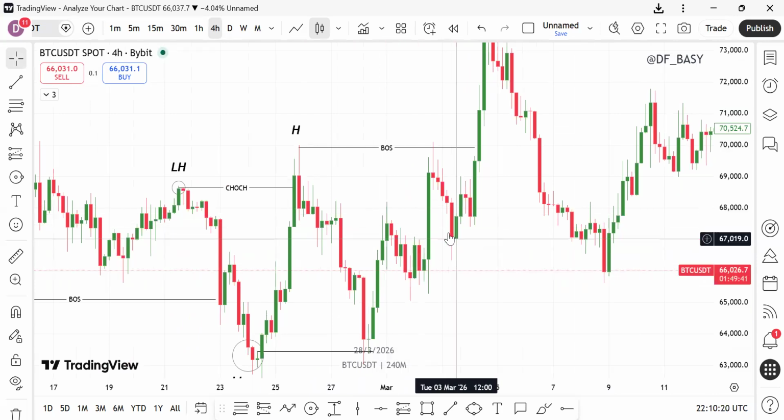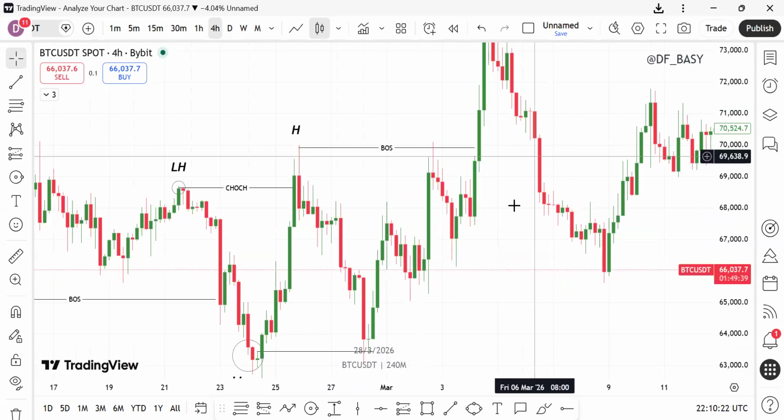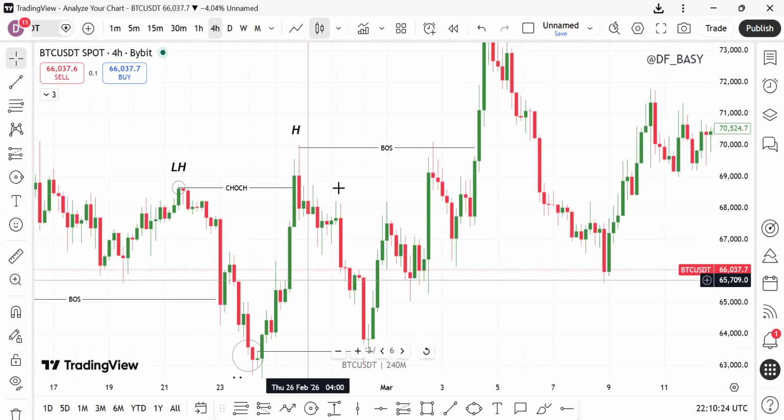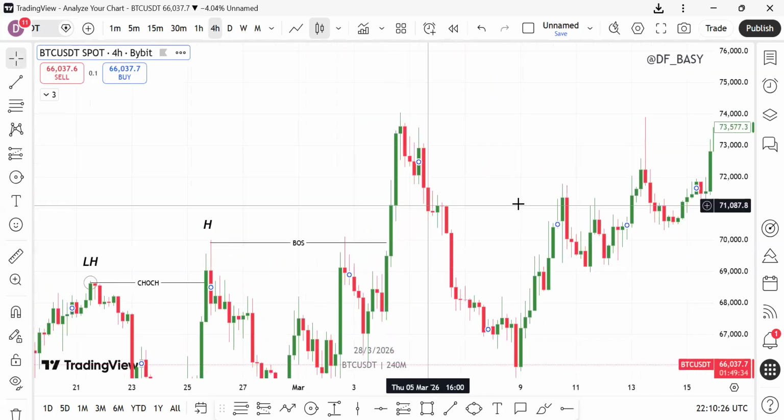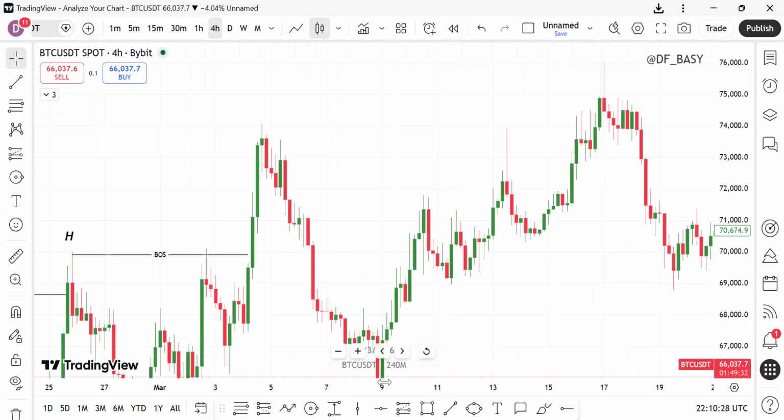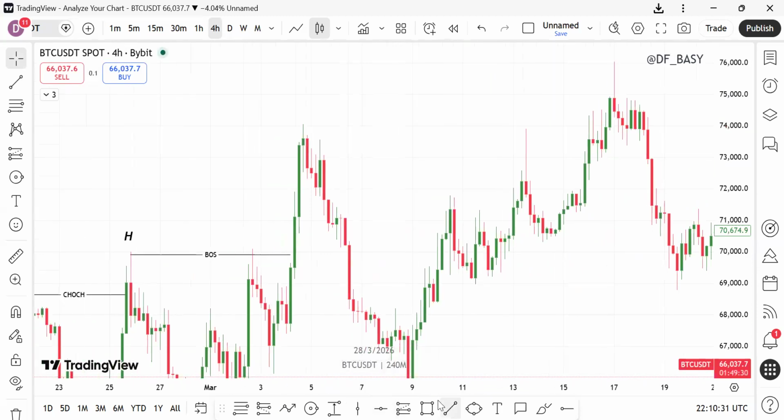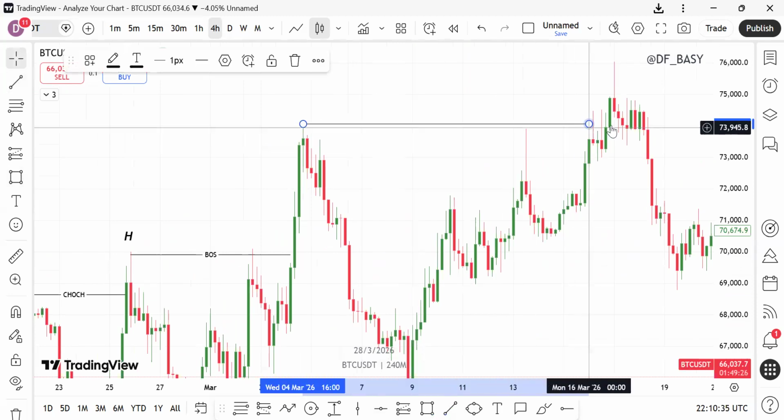The trend of the market has changed to what? A bullish structure. So it's changed from a bearish structure from here down to a bullish structure. And after that, what do you see again? We have another break of structure here.